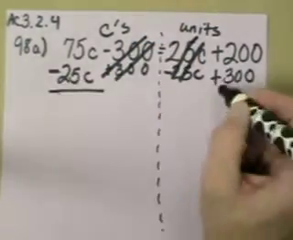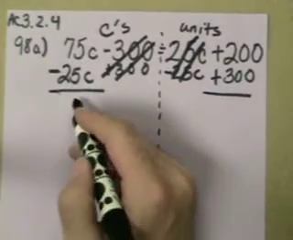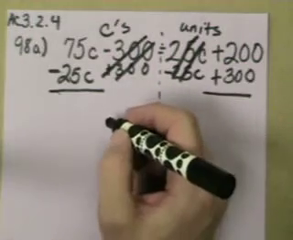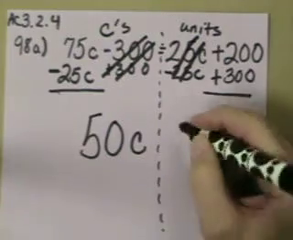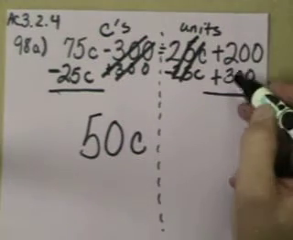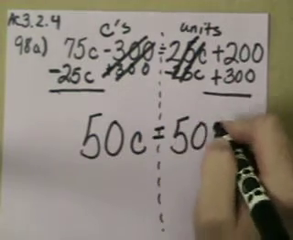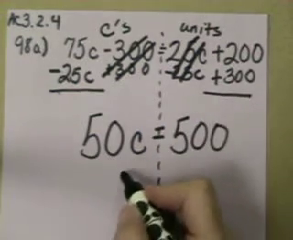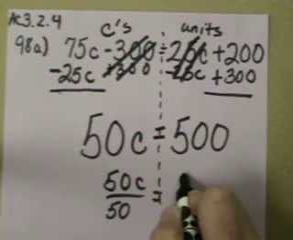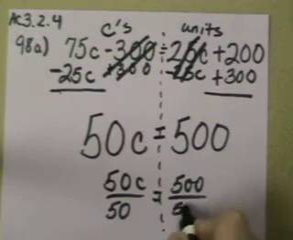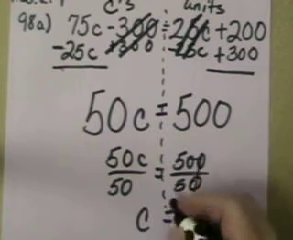Let's simplify what we've got now. On this side, I have all my C's: 75 minus 25 C's. So if I have 75 of them and take away 25, I now have 50 C's. And on this side, I have 200 plus 300, which gives me 500. I divide by the number on the C because that's what I want to get by itself, and I get C equals 10.